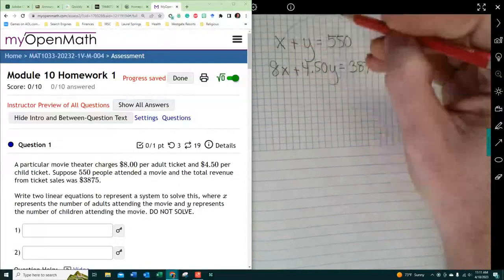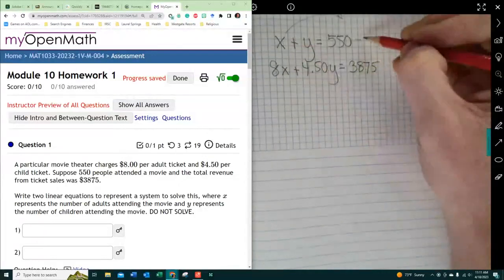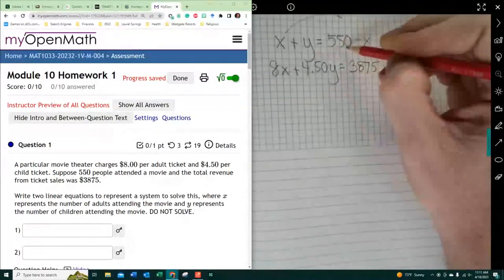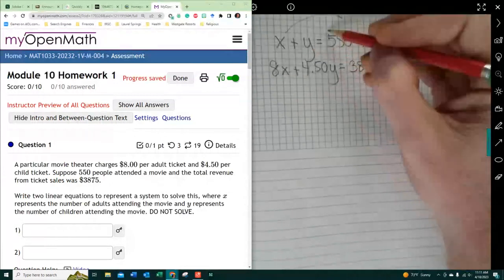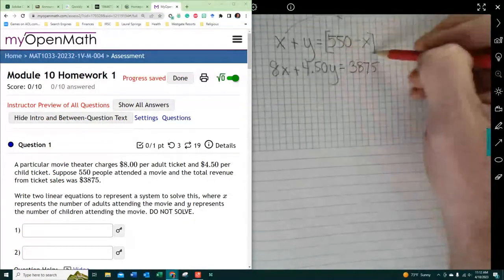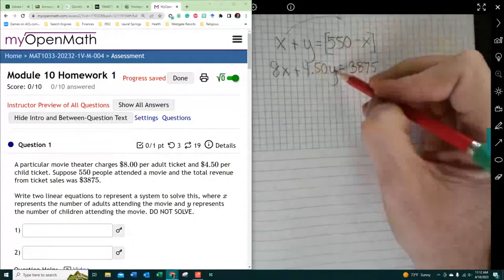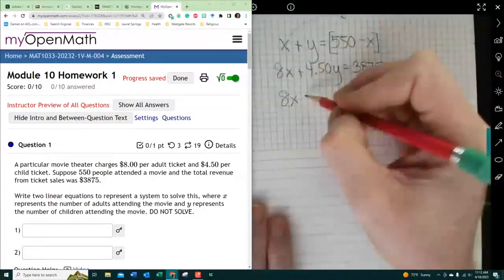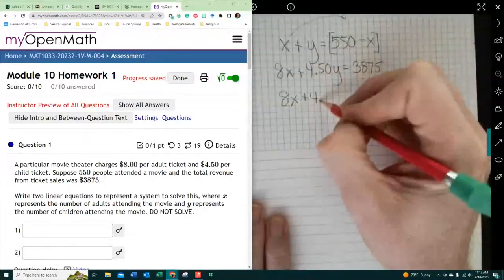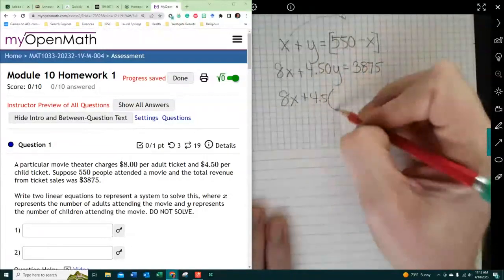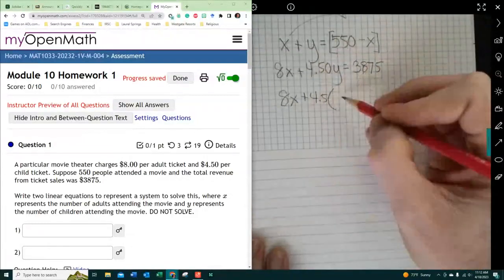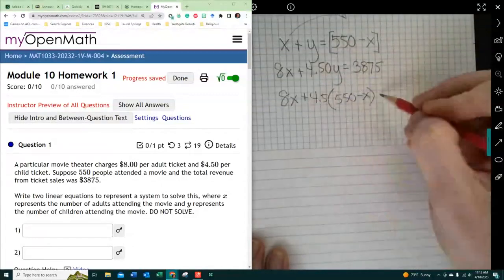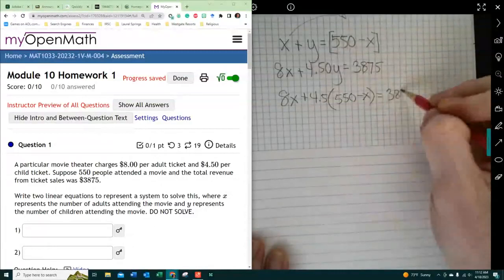So we go ahead and bring the x over, make it become that. And then we substitute y equals 550 minus x. So this is what y now equals. So we're going to take that y and replace it for all of that. So we're going to have 8x plus 4.5, and I'm just going to drop the 0, I don't need the 0, times 550 minus x equals 3,875.